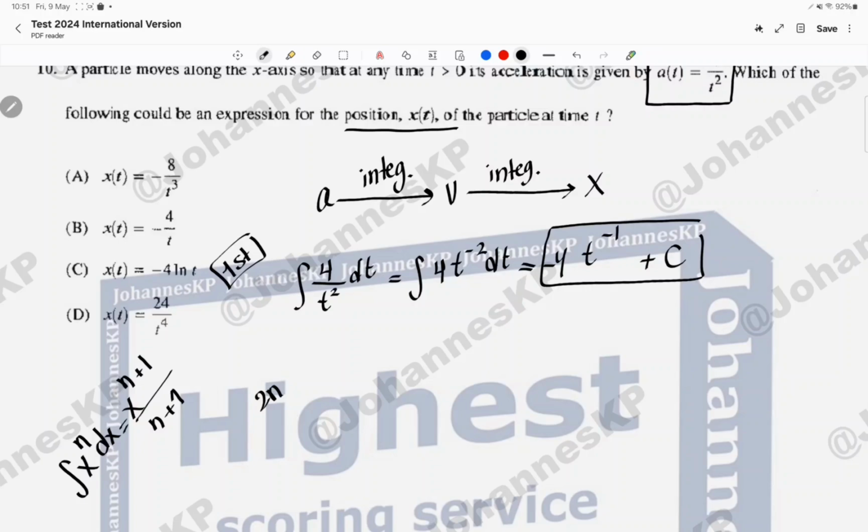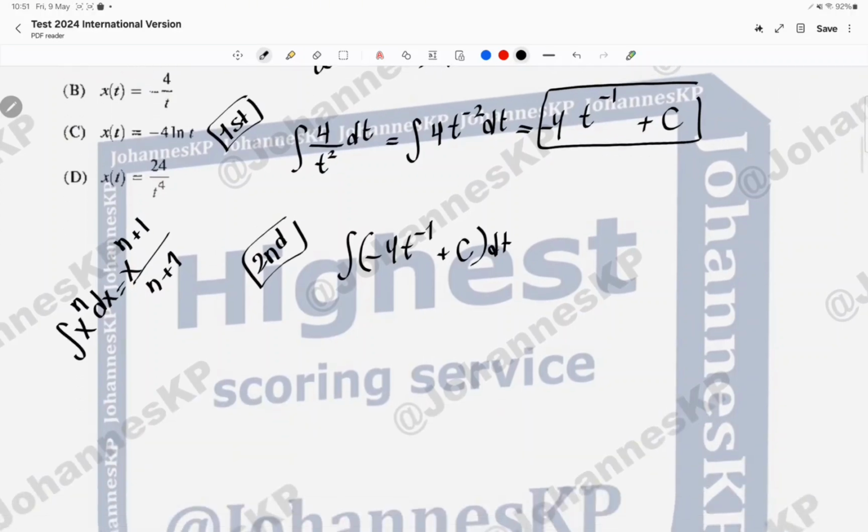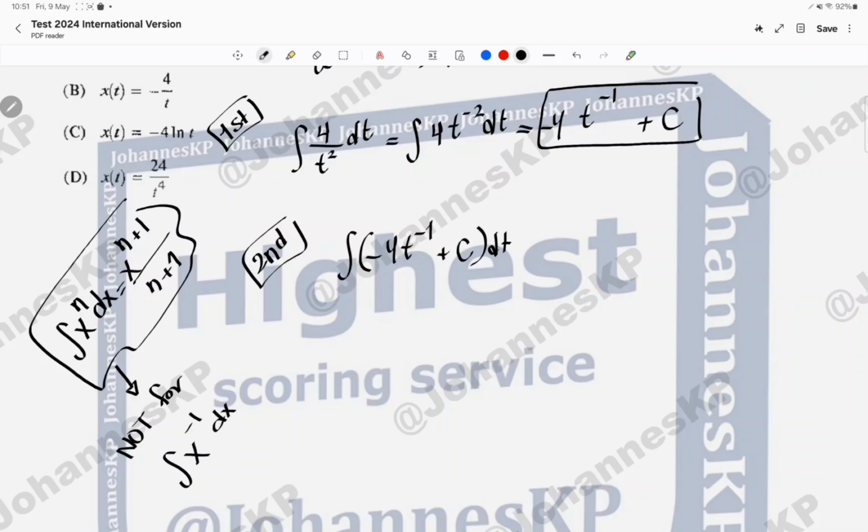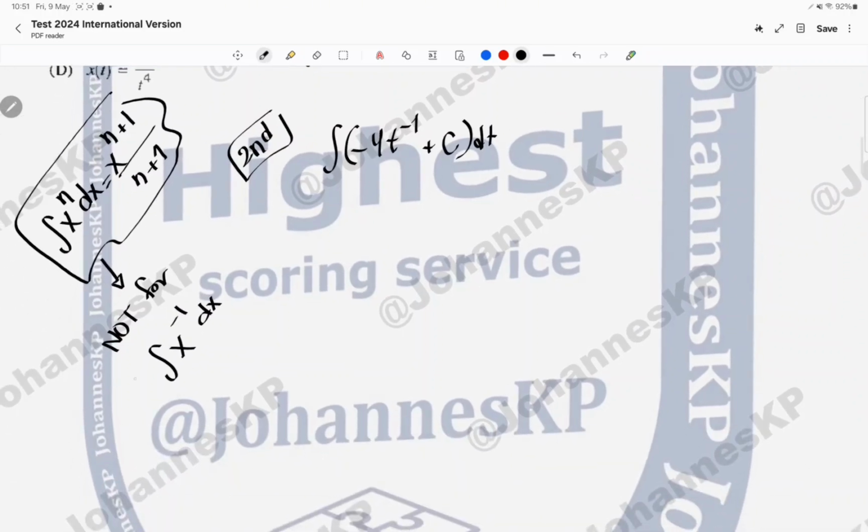Now we do the integration the second time. So I'm going to say integration of negative 4 t^(-1) plus c dt. Now let me teach you something. This rule is true, but not for x to the power of negative 1. In fact, if you have integration of x to the power of negative 1, that means you're integrating 1 over x. And I just told you earlier that if you integrate 1 over x, you get ln.